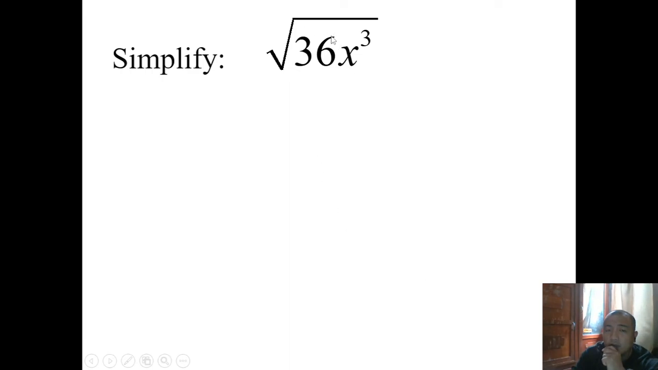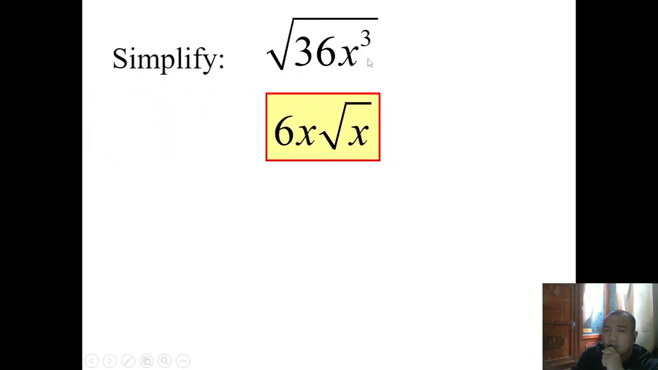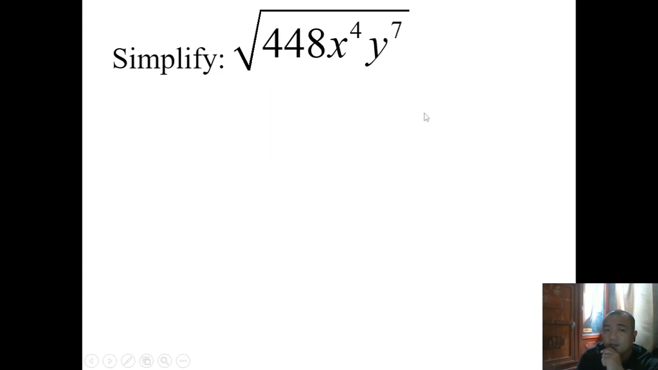Okay, 36. Square root of 36 is 6, so we'll just factor x cubed. That means square root of 36x squared times square root of x. So square root of 36 is 6, square root of x squared is x. So what remains in the radical sign is square root of x.